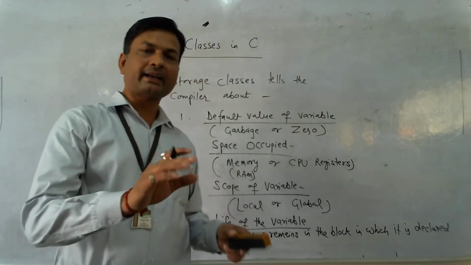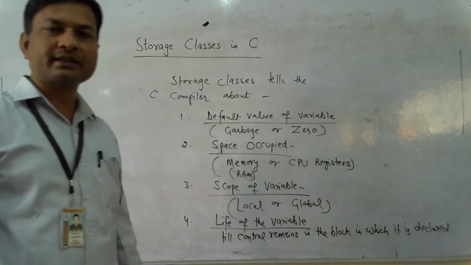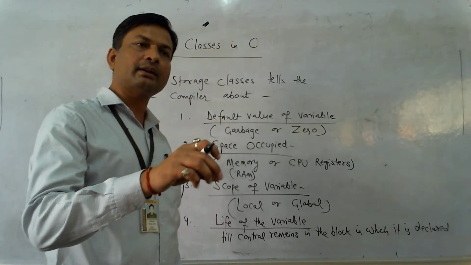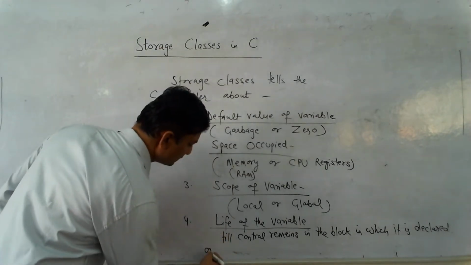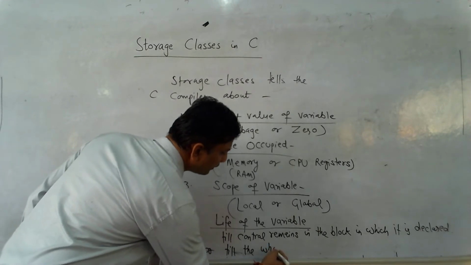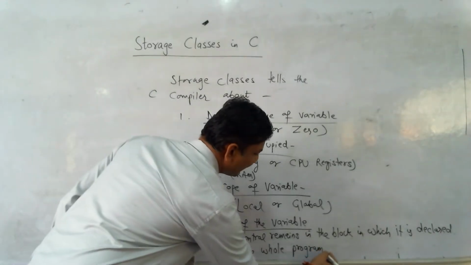A variable can exist till control remains in the block in which it is declared. Means the block in which we have declared any variable, the variable will exist till then only, or till the whole program ends.